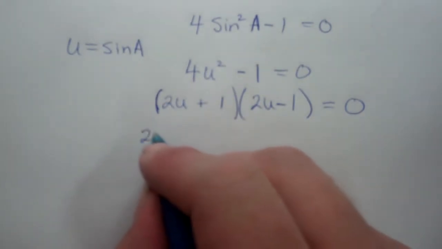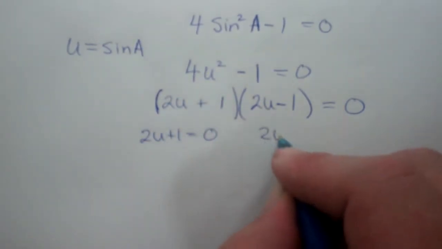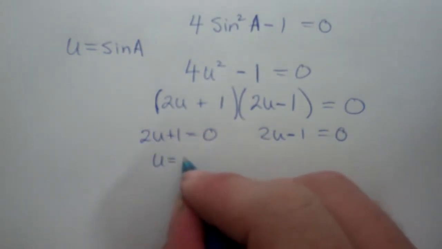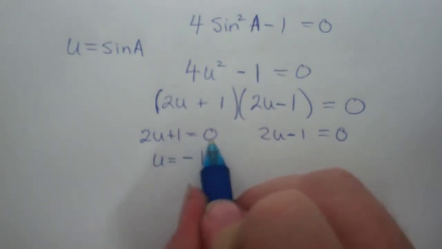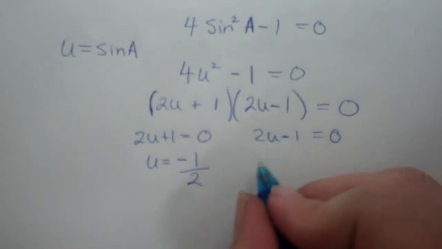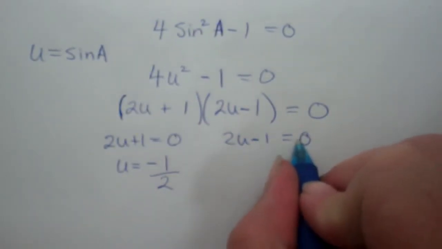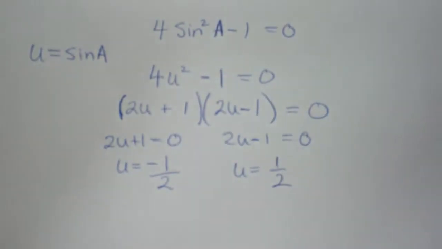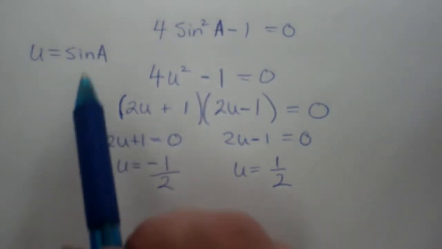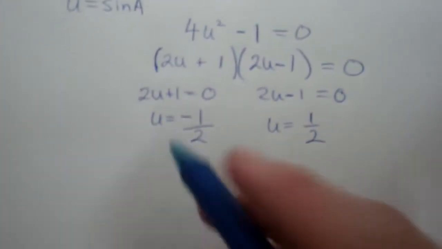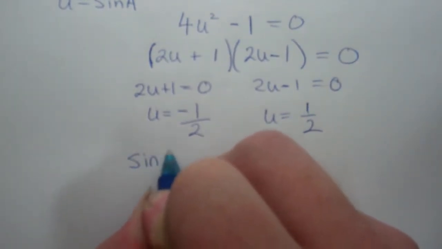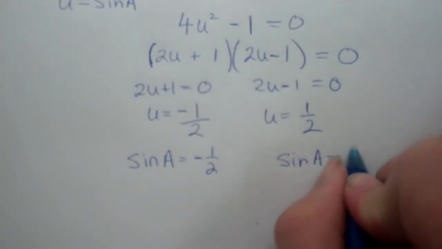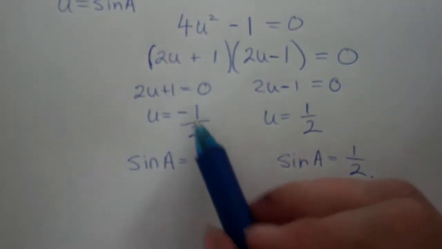This means that 2u plus 1 could equal 0, or 2u minus 1 could equal 0. Let's solve this for u. So we get 2u equals negative 1. I'm subtracting the 1 and then dividing by 2. So u is equal to negative 1/2. Or, here I'm going to add 1 and then divide by 2. So this is u is equal to 1/2. Excellent. Now let's bring back the trig. u was just filling in for the sine of a. So this is saying that the sine of a is equal to negative 1/2, or the sine of a is equal to 1/2. We can work on this part first.